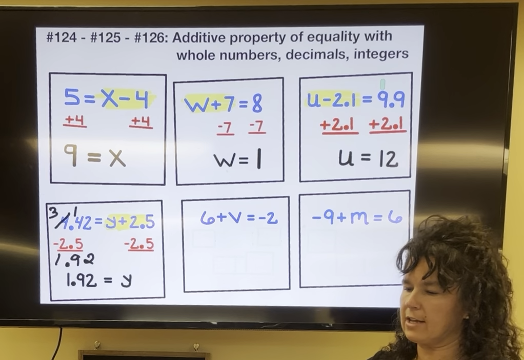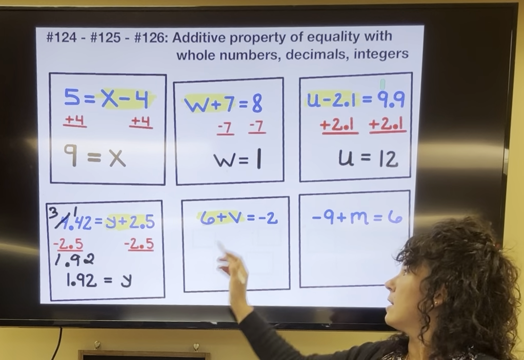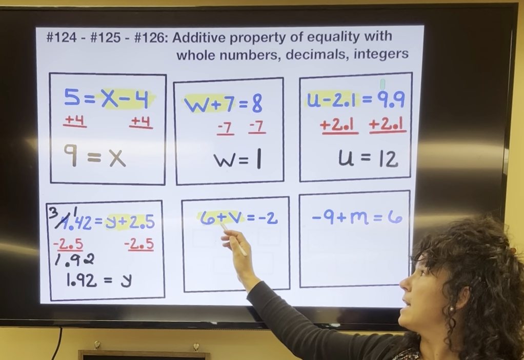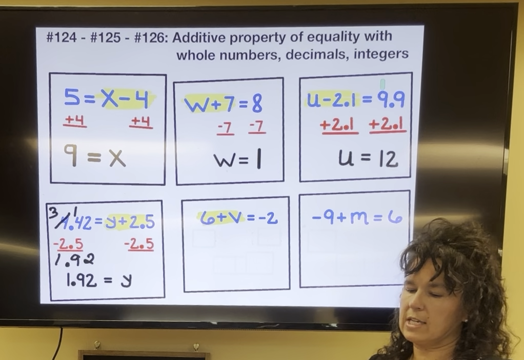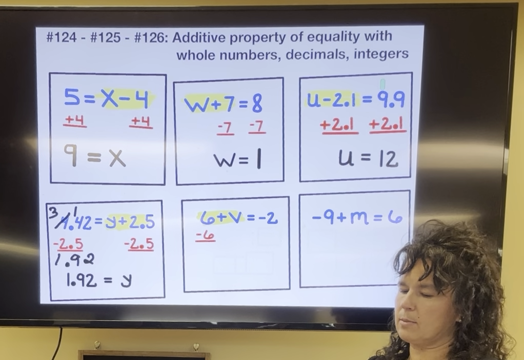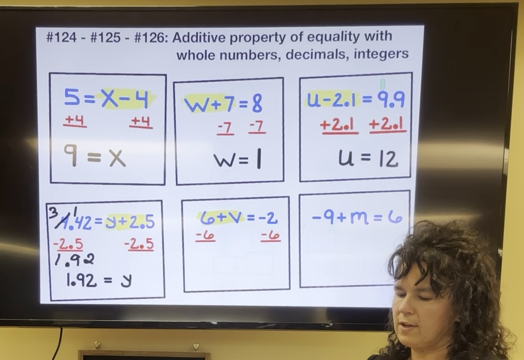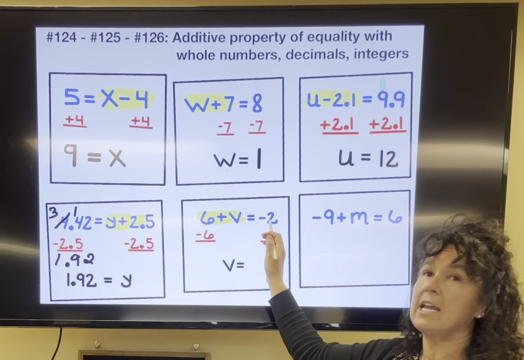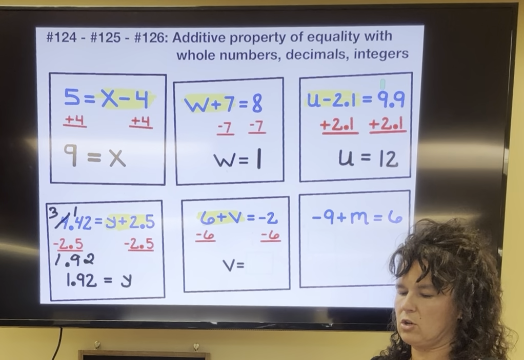Okay, here, looking at the side that has V, what's keeping the V from being by itself is this positive 6, and it's off to the side, but we're adding positive 6. So to get rid of adding 6, I'm going to subtract 6. What I do to one side, I do to the other. So the V is by itself. I'm going to bring down the equal sign, and negative 2 minus 6. If you owe $2 and you owe $6, then you owe 8.